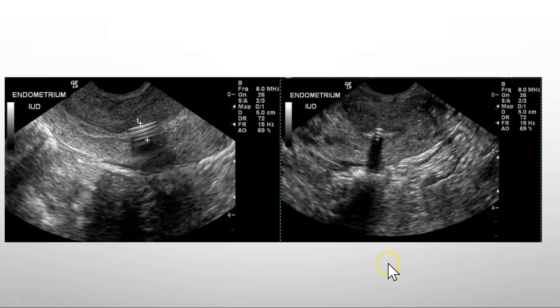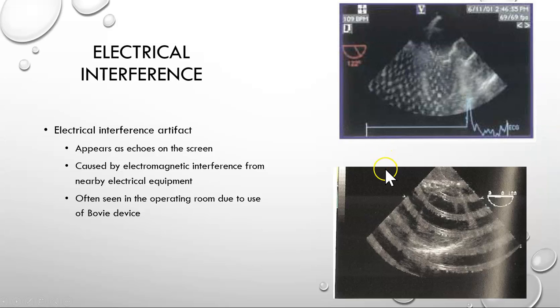This is an example of a speed error artifact where you see what appears to be an IUD anterior to the endometrium. It turns out that in fact there is a problem with the GE Logiq 9 that causes a strong reflector to appear when it has a significant speed difference, closer to the transducer than it really is.